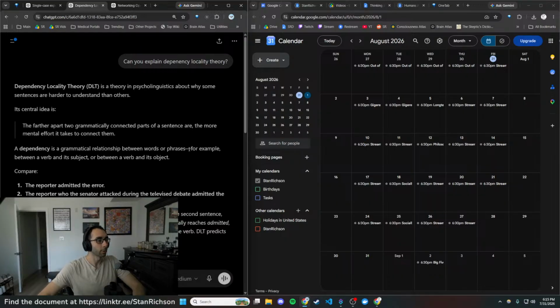So it's like when you put an em dash in the middle, like an em dash fragment. You start the sentence and then you say this tangential thing, even though it's important, and then you continue. That might be difficult. So compare the reporter admitted the error, and then the reporter, and then you could also do this in an em dash, who the senator attacked during the television debate admitted the error.